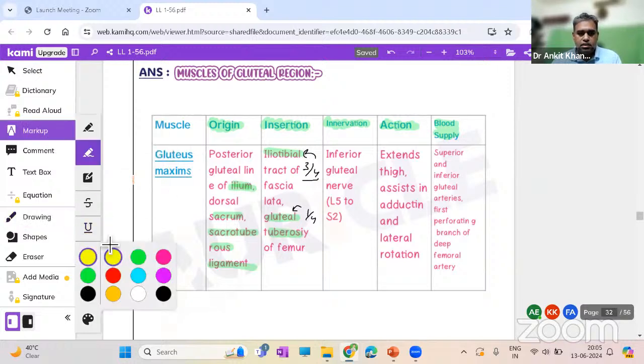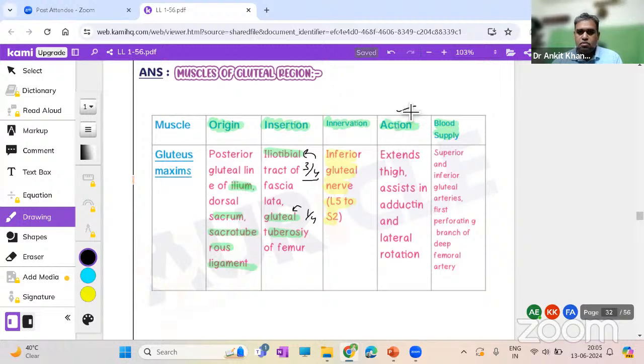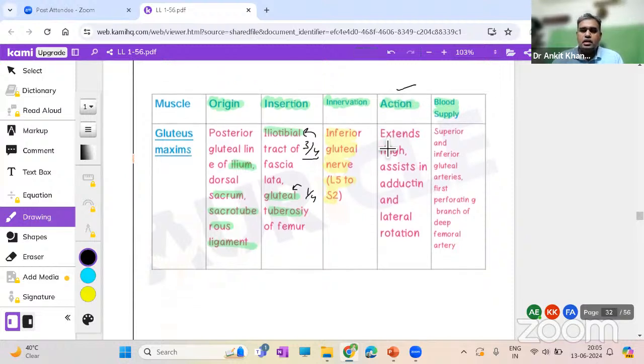Next, nerve supply. It is supplied by the inferior gluteal nerve, which has a root value of L5 to S2. So you can say that this nerve is coming from the lumbosacral plexus. Action. Now, the action is very important, because clinically also it's very important. It basically helps in extension of the thigh, or you can say extension of the hip joint.